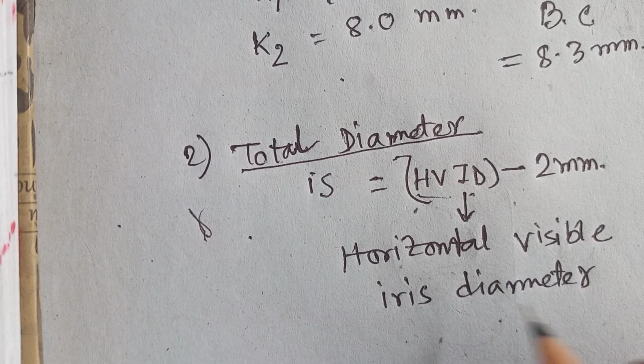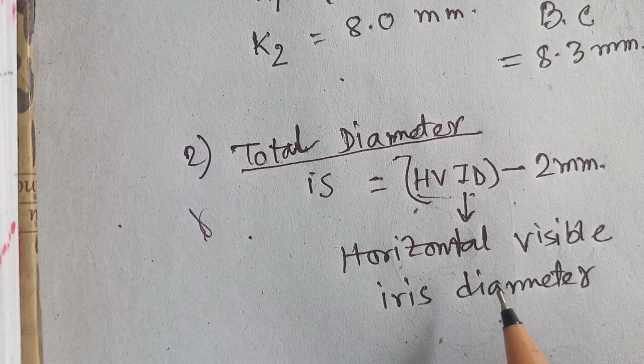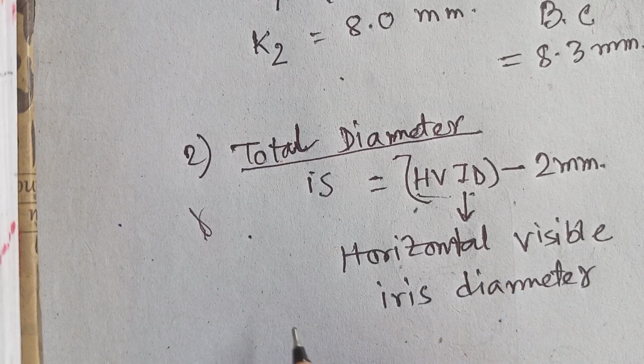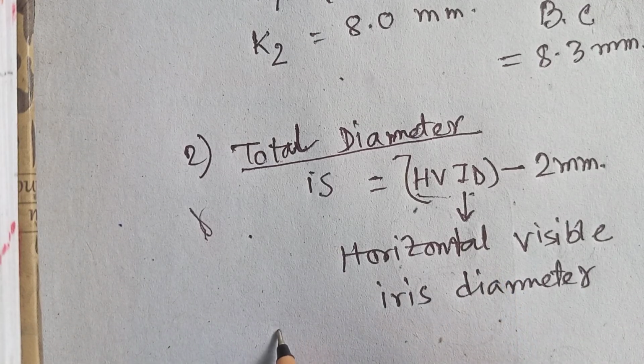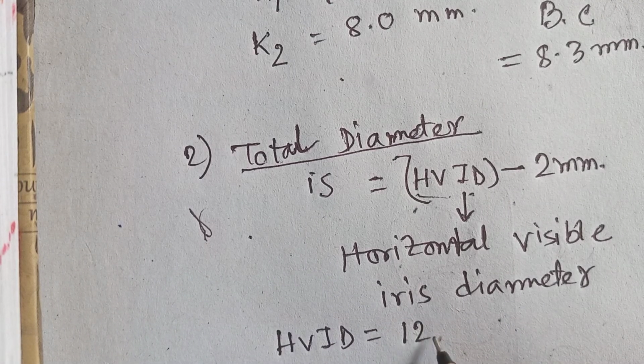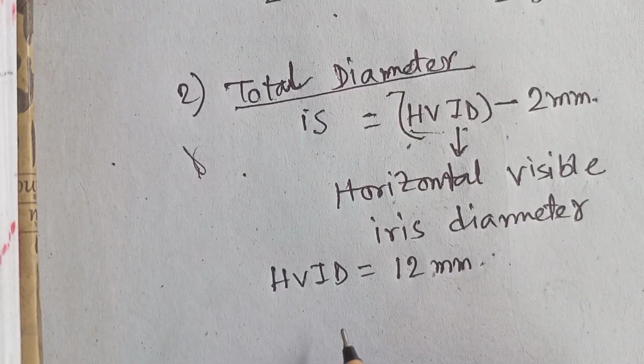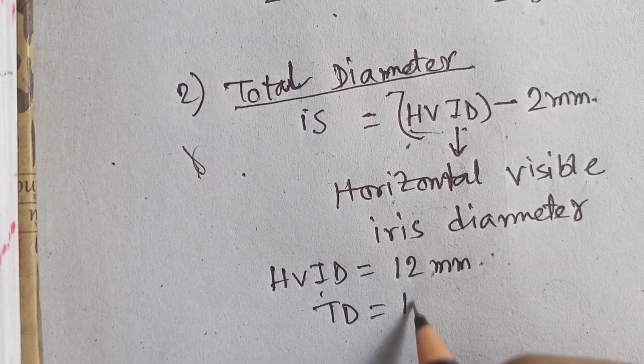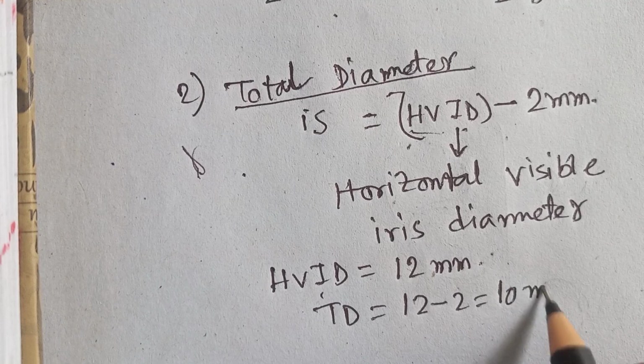Horizontal visible iris diameter. We need to measure the iris diameter with a manual plastic transparent scale, where we put the zero marking of the scale on one side of the iris, and then measure the horizontal visible iris diameter to select the total diameter. Let's suppose the HVID of a patient is 12 millimeter. For that patient, the total diameter of the contact lens should be 12 minus 2, which is 10 millimeter.